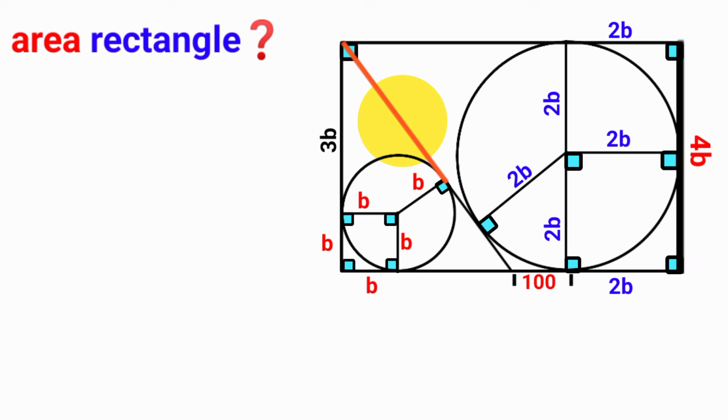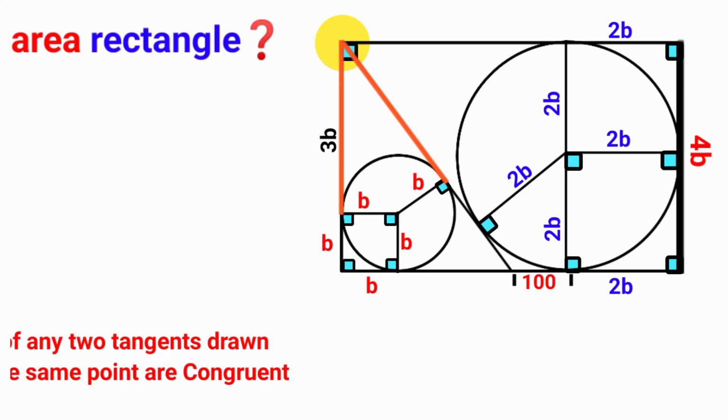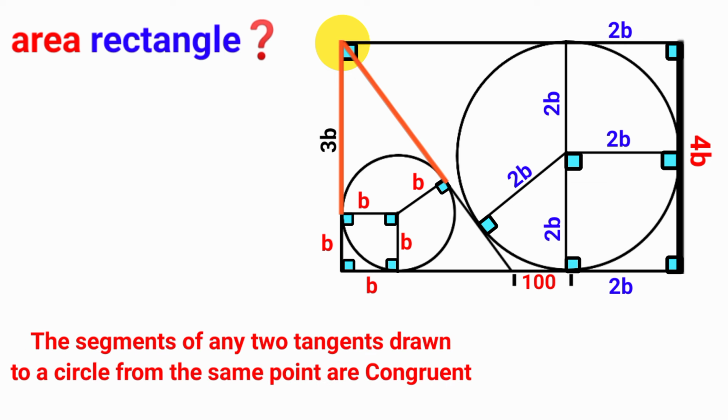Now look at this line here. It is a tangent at this point. This line is also a tangent to the small circle at this point. We can see they are from the same external point. From the circle theory, there is a rule that if any two tangents are drawn from the same external point to a circle, then their segments are congruent.